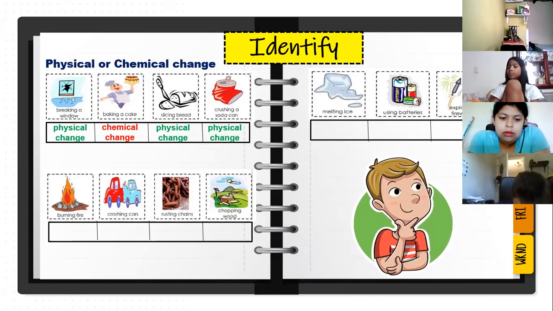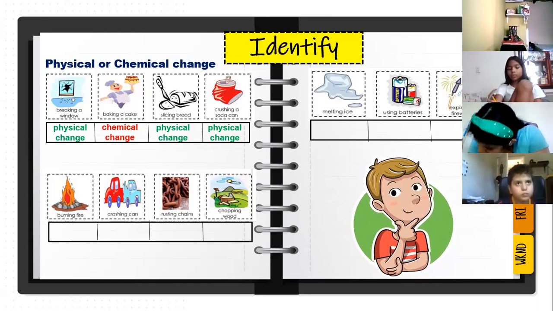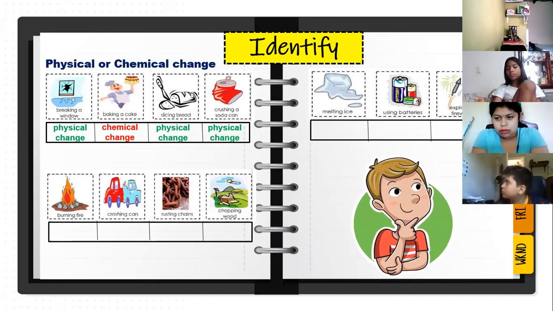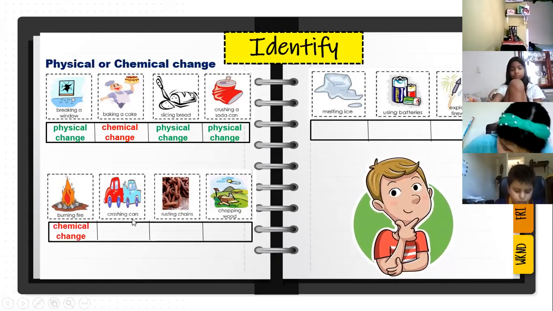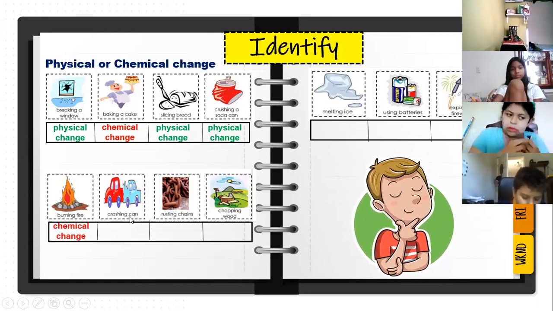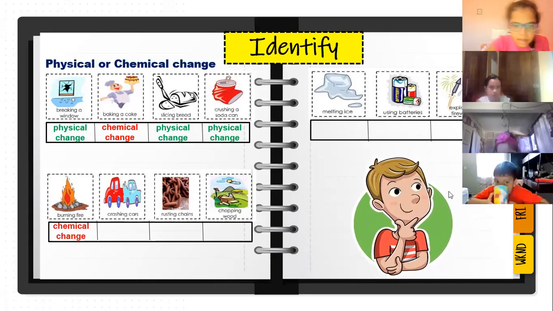The wood is what you're burning in the fire. Of course, because to have fire, you need fuel. You need something to burn. So what is it? Chemical. Crashing cars. Physical change. Yes, no.